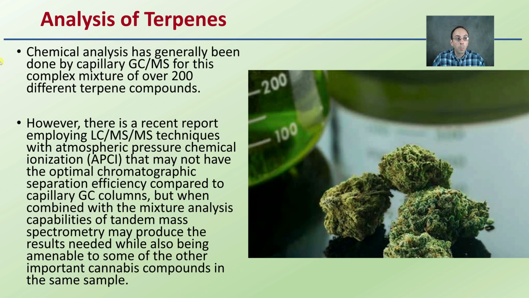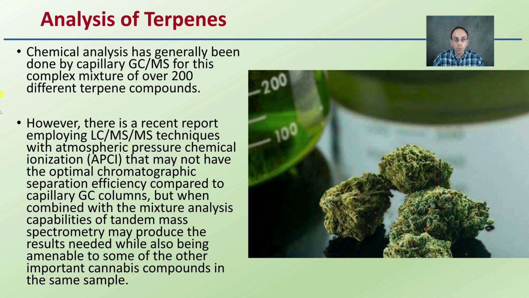Well, chemical analysis has generally been done by capillary GC-MS, which is gas chromatography mass spec, for this complex mixture of over 200 different terpene compounds. However, there are recent reports that employing a liquid chromatography mass spec technique with atmospheric pressure chemical ionization, APCI, may not have the optimum chromatography separation efficiencies compared to capillary GC columns. But when combined with the mixture analysis capabilities of tandem mass spec, this may produce the results needed while also being amenable to some of the other important cannabis compounds in the same sample.